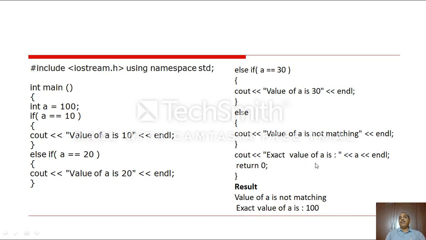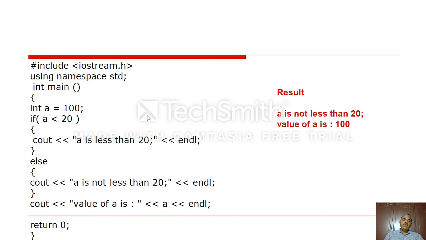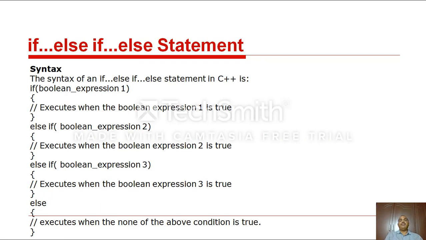The exact value of a is 100. These two statements are executing: the final else block statement and the last statement. The output is: the value of a is not matching, the exact value of a is 100. Then the if statement, then else if statement, again else if statement, then the else statement, then close. Clear? This is called an if else if ladder. Okay, all of you, this is the if else if statement.